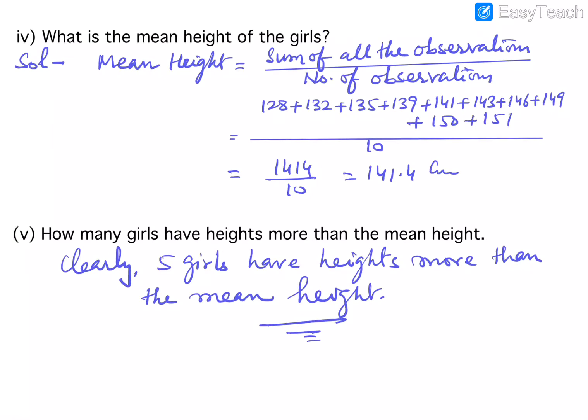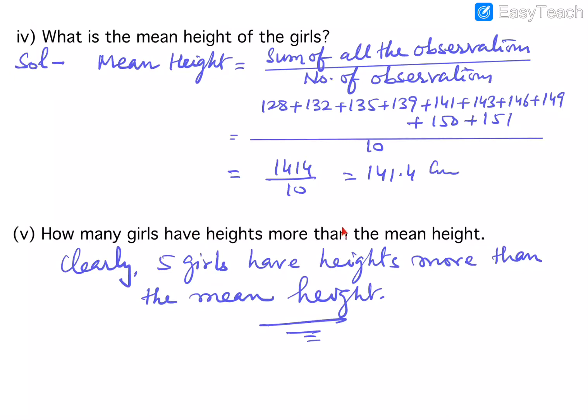What is the mean height of the gulls? Mean height is given by sum of all the observations upon number of observations. Here we have to add all the heights given for 10 gulls. So their total is 1414 divided by 10. So answer is 141.4 centimeter. This is the average height.